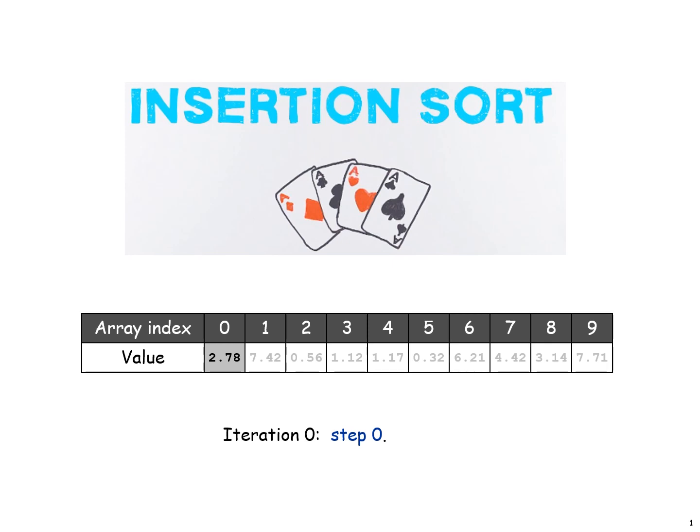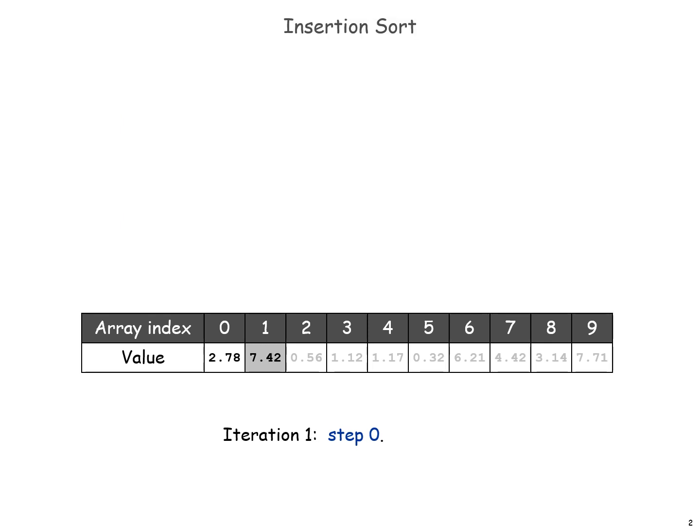Now take the second element. Second element is 7.42. Take the second element, compare it with the previous element, which is 2.78. Now comparing both of them, the previous element is smaller than the current element, which is the key element. So there is no swapping. Now, so far we have read two elements, 2.78 and 7.42. Both of them are sorted.